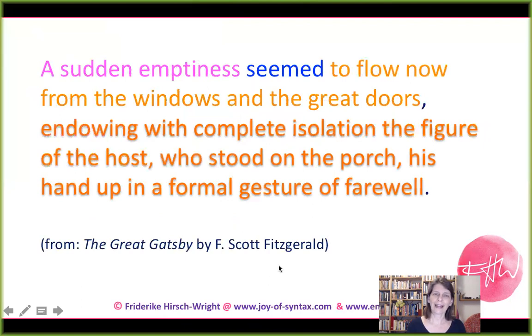Okay, here is one final example. This one again from The Great Gatsby, and here we have a very successful predicate appositive in final position, and the predicate appositive consists of a very long participle construction. A sudden emptiness seemed to flow now from the windows and the great doors, endowing with complete isolation the figure of the host who stood on the porch, his hand up in a formal gesture of farewell. Man, this is such a big structure.